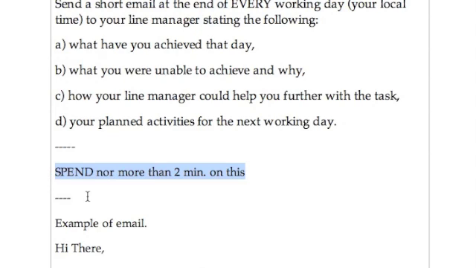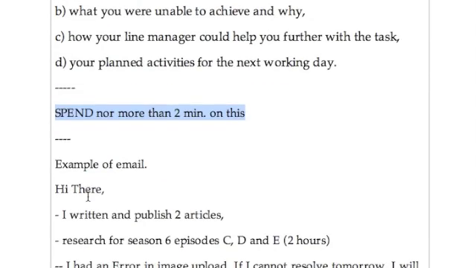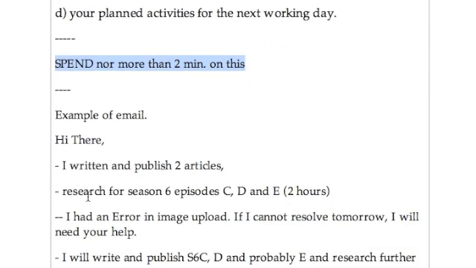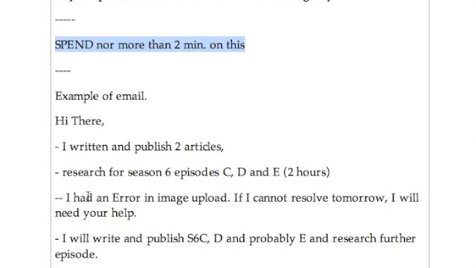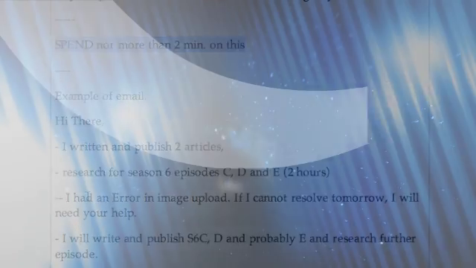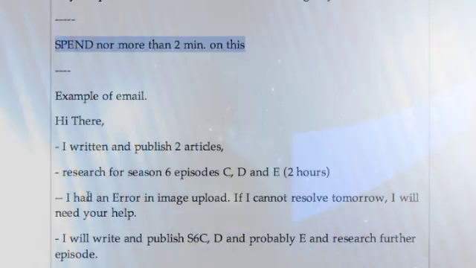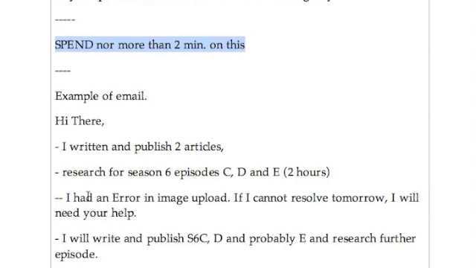Now, I'll give you first an example of what an everyday report email to me could be. An example of the email is just very informal. Hi there, whoever reads it. I've written and published 2 articles today. Research for season, say, 6, episodes C, D, and E. You can put some time into it if you think it's a considerable amount of time: 2 hours, 1 hour, 3 hours. You don't have to.